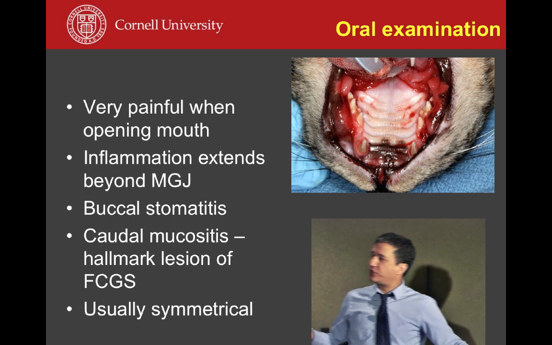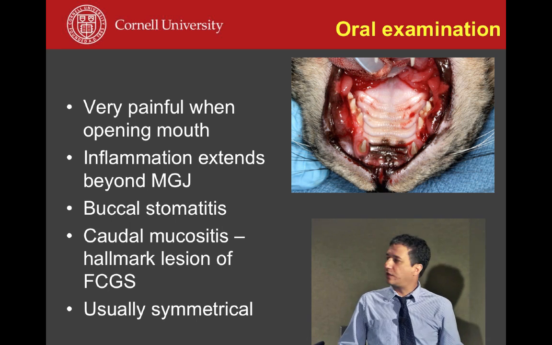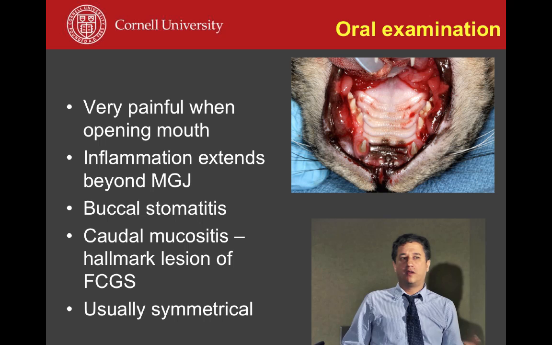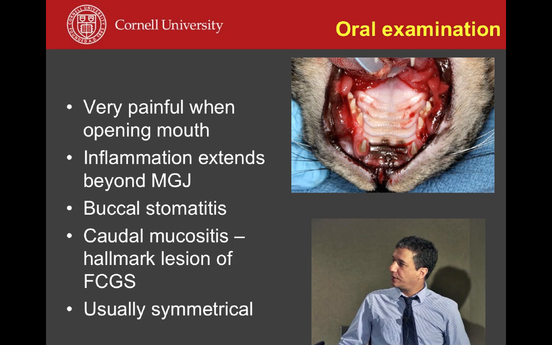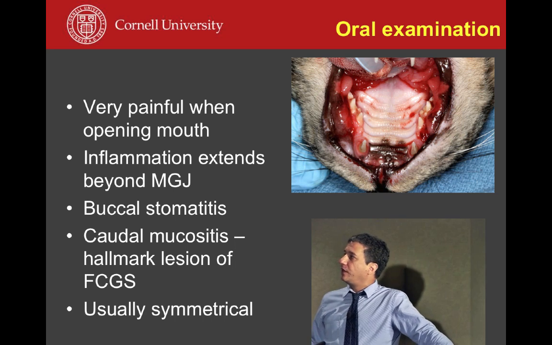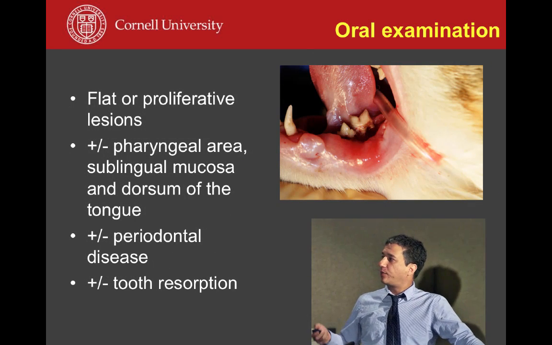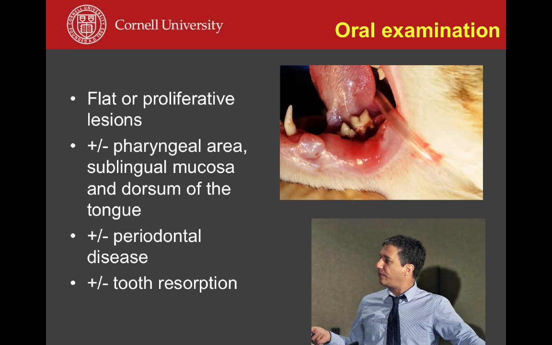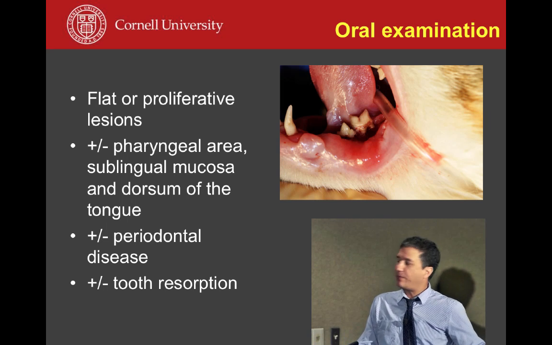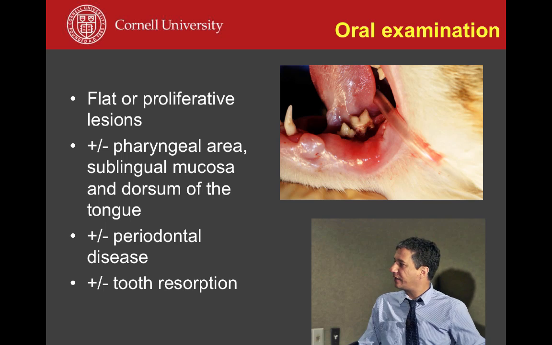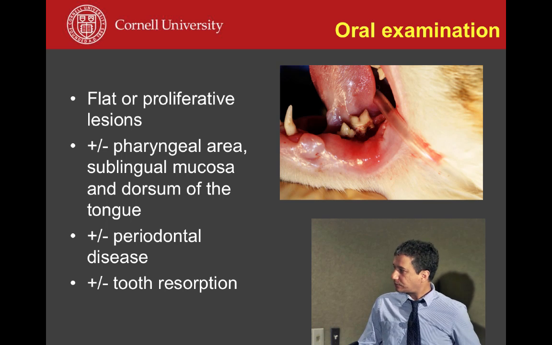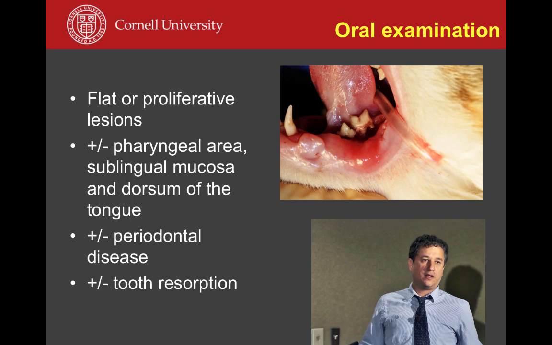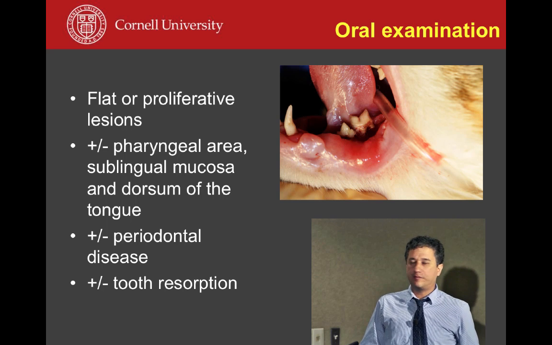Now, the distribution of the lesions is typically very symmetrical, but not necessarily so. Some rare cases present with more unilateral lesions or distribution. The lesions themselves can be flat or proliferative. They can, like I said, affect different areas in the mouth, but typically always involve the caudal aspect of the mucosa or oral cavity. And periodontal disease can be happening as well in different grades of severity and extent, and tooth resorption as well. As a matter of fact, periodontal disease is very, very common in chronic stomatitis.